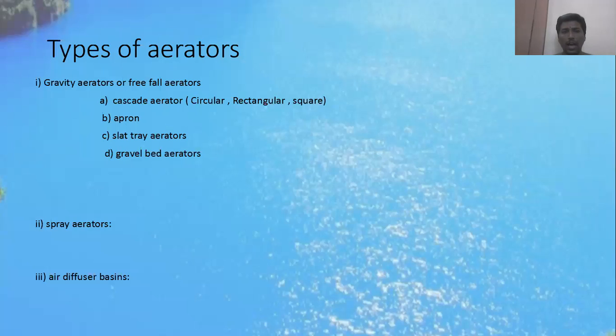First one, gravity aerators or free fall aerators. The term gravity aerators or free fall aerators refers to the flow of the water in the form of a thin film, exposed to the atmosphere by the action of gravity. Hence, the name we call it gravity aerators or free fall aerators. That is one of the most important aspects.